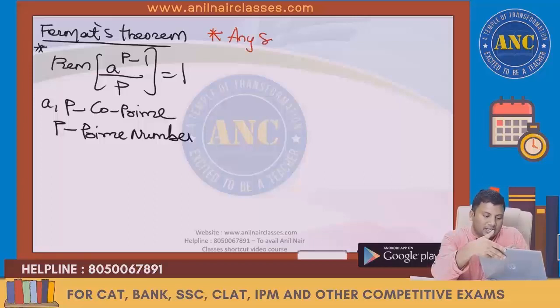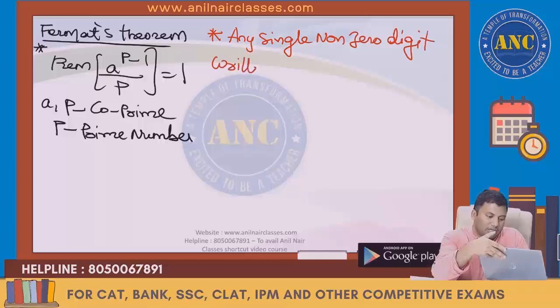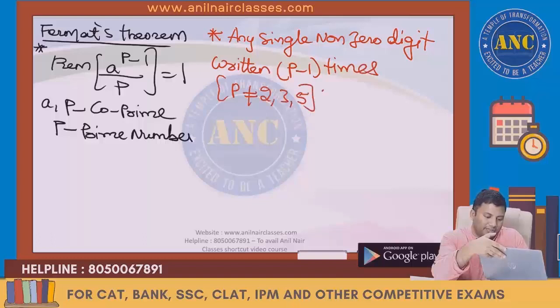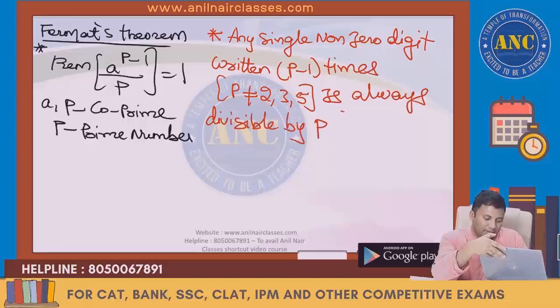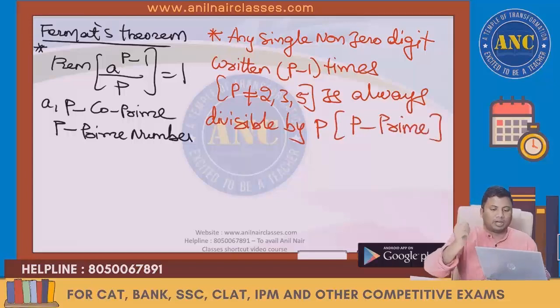Any single non-zero digit written p minus 1 times, where p is not equivalent to 2, 3, 5, is always divisible by p if p is prime. First write this point, then I will discuss the proof behind this point. It's an extremely important concept.